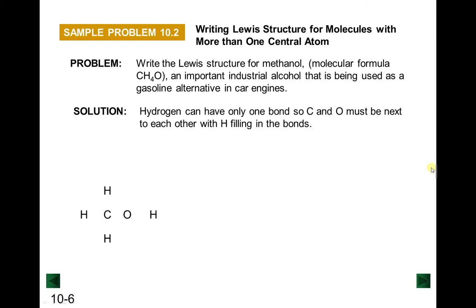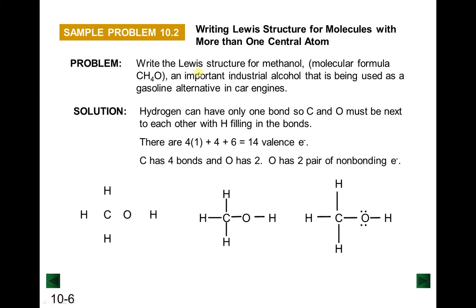Now let's take a look at this example over here. Here you have to draw the Lewis structure for methanol, and the formula for methanol is CH4O. So in this case, you actually have 2 central atoms, because your hydrogen over here can only have 1 bond. So usually your carbon can have 4 bonds, your oxygen can have 2, your nitrogen can have 3, but your hydrogen usually can only take 1 bond.